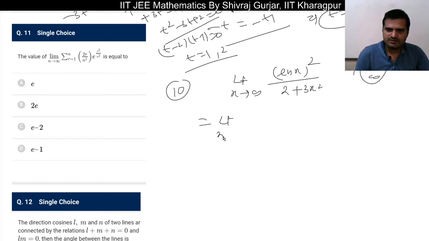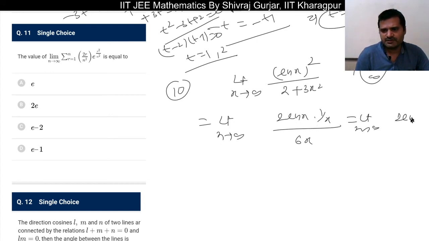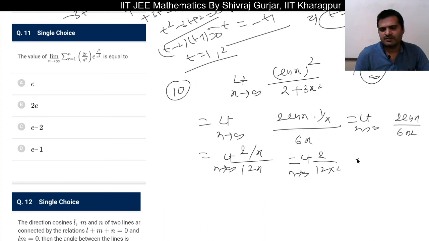So we will use L'Hospital, that is 2 ln x into 1 by x. We differentiated this, and the denominator gives 6x. So this will be limit x tends to infinity 2 ln x divided by 6x square. Again this is infinity by infinity form, so again we have to apply L'Hospital, 12x. So this is 2 divided by 12x square, limit x tends to infinity. So this comes out to be 0. Okay, so the answer will be 0.